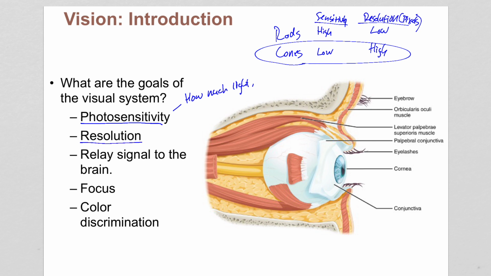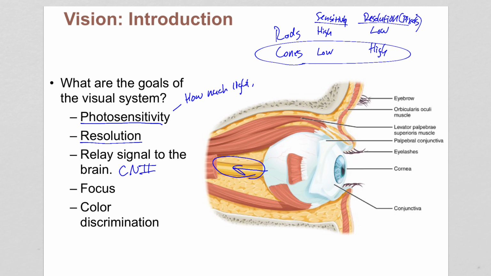The next factor is relaying the signal to the brain. Once we get a signal in the rods and cones of the retina, we have to tell the brain what's going on. That is going to be cranial nerve 2, the optic nerve. That is the nerve coming off the back of the retina. Really, really large nerve, taking tons of information because you have millions of photoreceptors. So a lot of data going back.